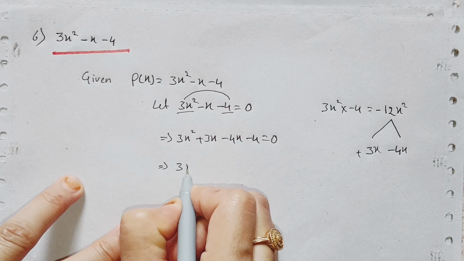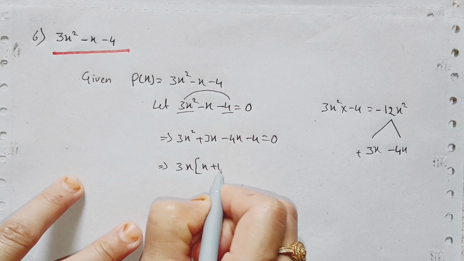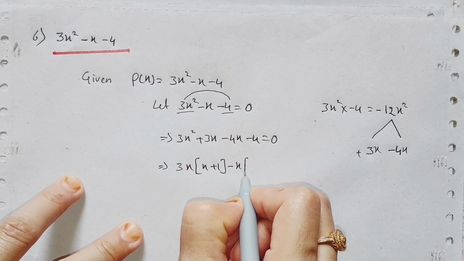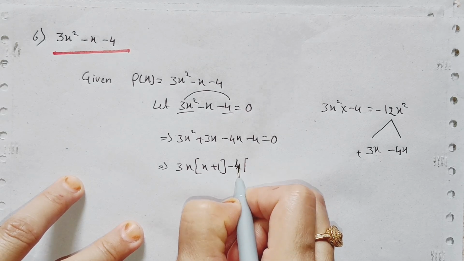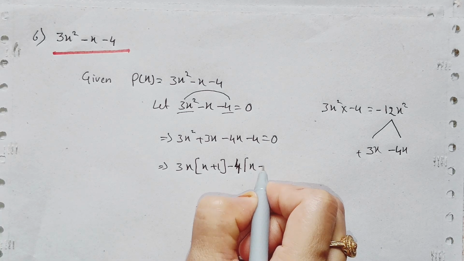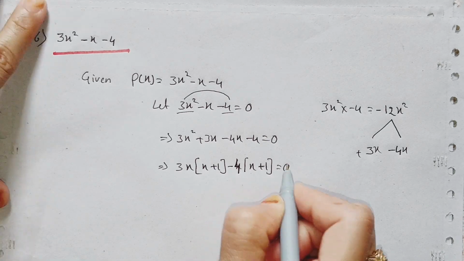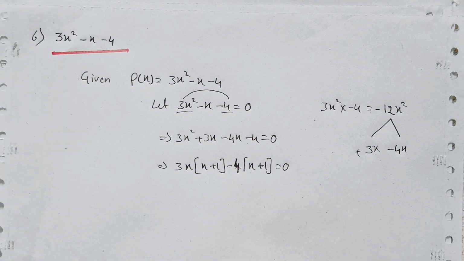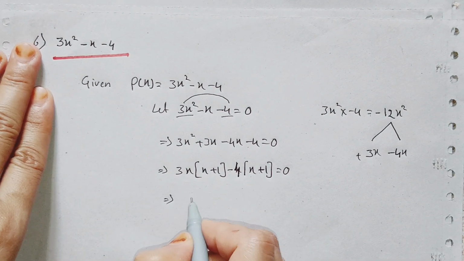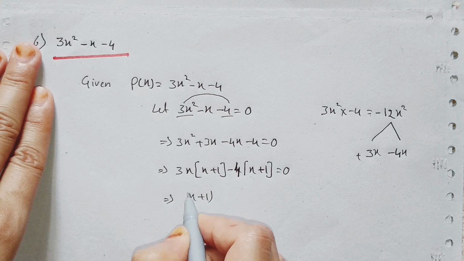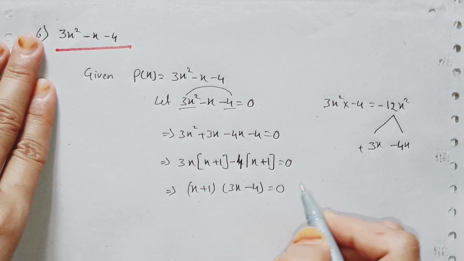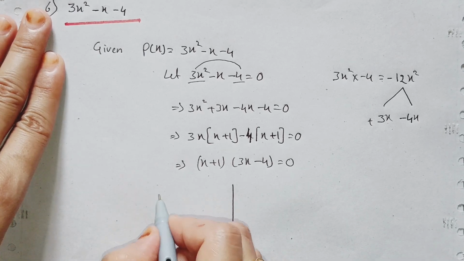Here I am taking 3x as common, then x plus 1. Here minus 4 common, minus 4 of x plus 1 equal to 0. See, plus into minus, minus, that's why. So the next step will be x plus 1 and 3x minus 4 equal to 0. Two cases we are going to see.